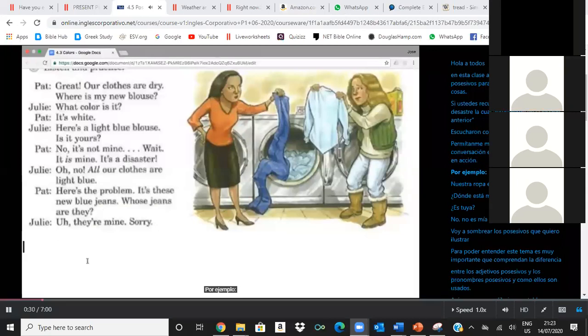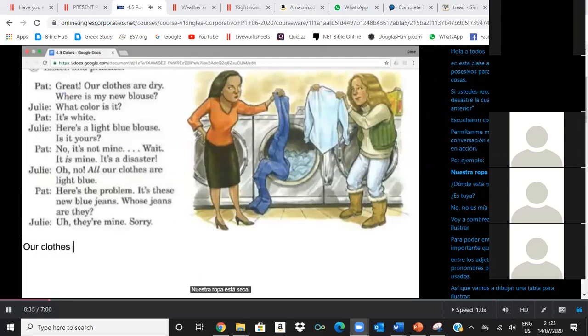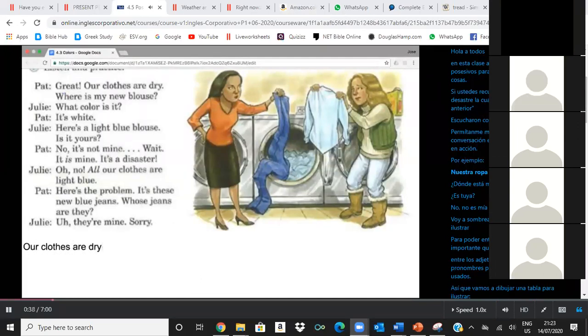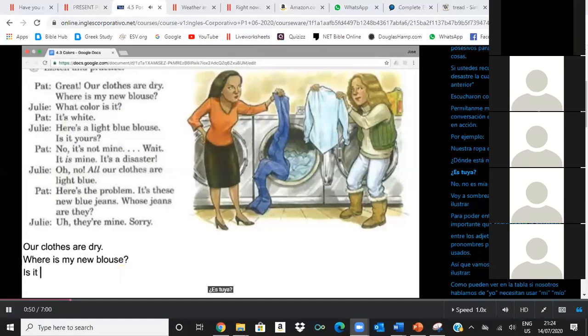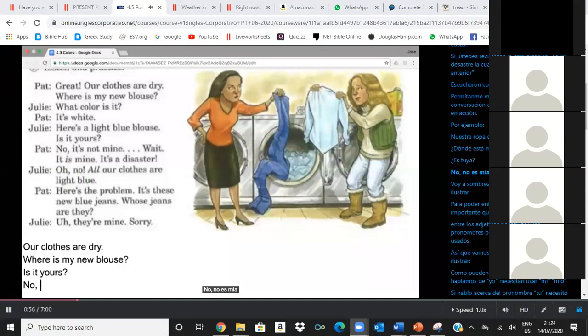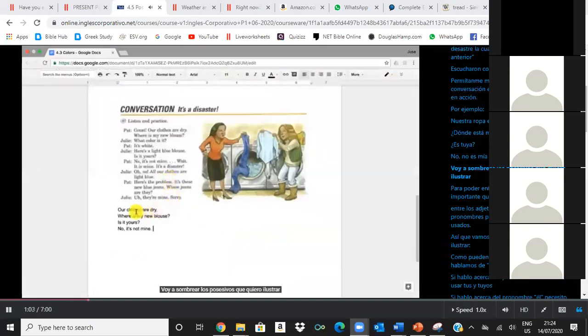For example, if you notice the conversation, our clothes are dry. Where is my new blouse? Is it yours? No, it's not mine. I'm going to go ahead and highlight those possessives that I want to emphasize.